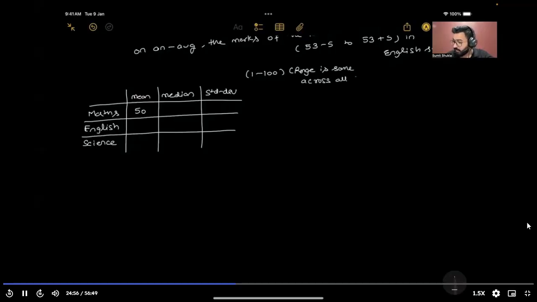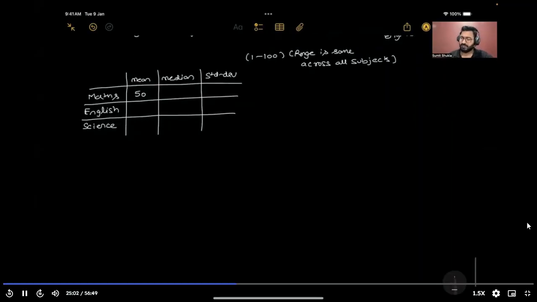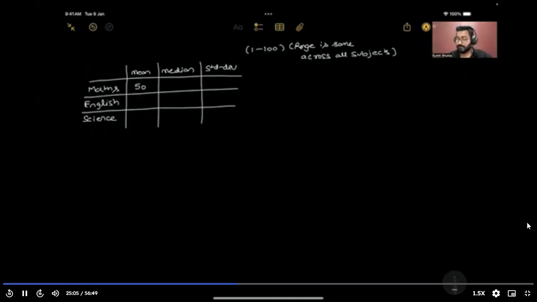across all subjects. Now let's say for math, and I'm just creating some hypothetical data to help you understand the usefulness of measures of central tendency and measures of dispersion. So for maths, the mean marks, or the average marks, were 50. The median was, let's say, somewhere around 48, while the standard deviation was, let's say, 23.